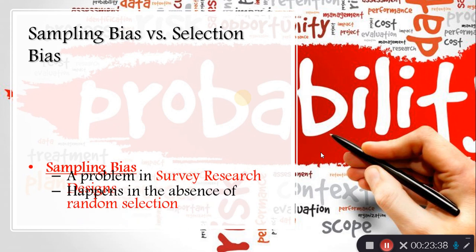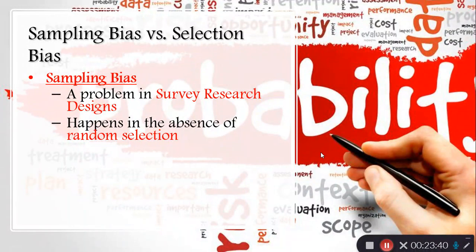In addition, sampling bias is a problem in survey research, and it happens in the absence of random selection. So when we do not engage in probability sampling methods, this increases sampling bias, because everyone does not have an equal chance or opportunity to be involved in our study. So in the absence of random selection, we increase our chances of sampling bias.